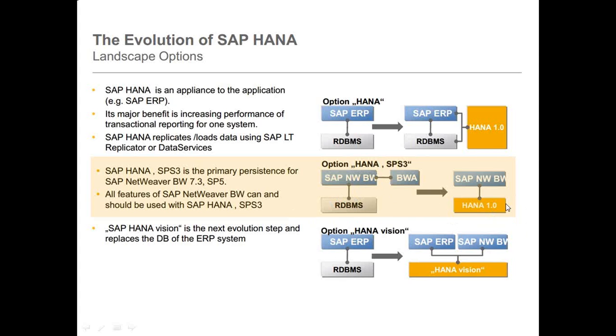So what is BW on HANA? BW on HANA means my application server is BW, the SAP BW application server, and my database is a HANA database, an in-memory database. So it has the advantages of performance, and it has the advantages of the pre-delivered content from SAP, that is the application server. Pre-delivered content of SAP means the reports, the cubes, the extractors, all SAP has written for you. You don't have to build from scratch. You can use them out of the box.